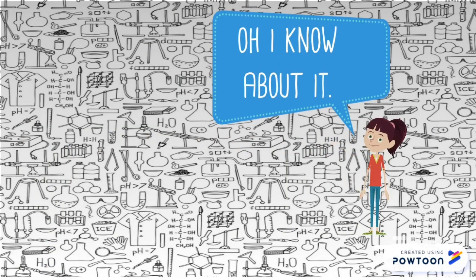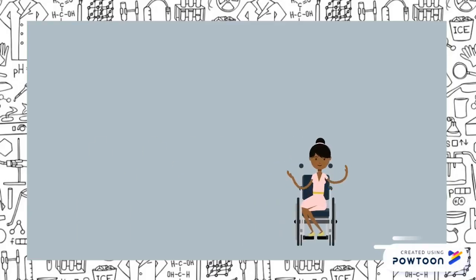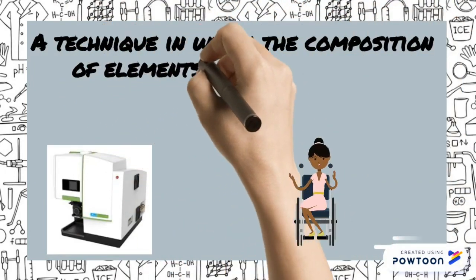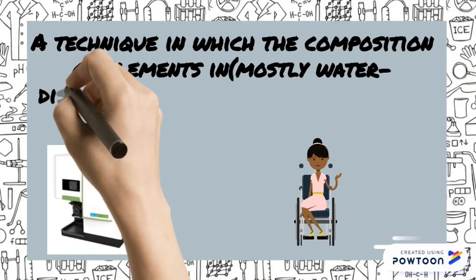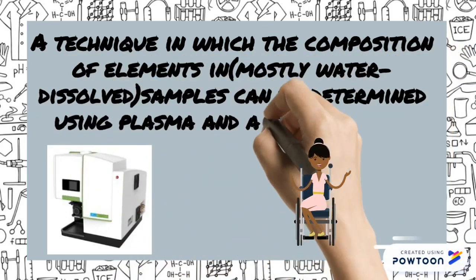Oh, I know about it. ICP-OES is a technique in which the composition of elements in mostly water-dissolved samples can be determined using plasma and a spectrometer.